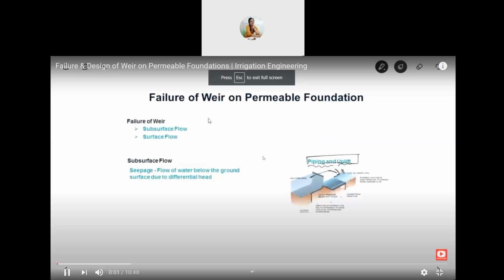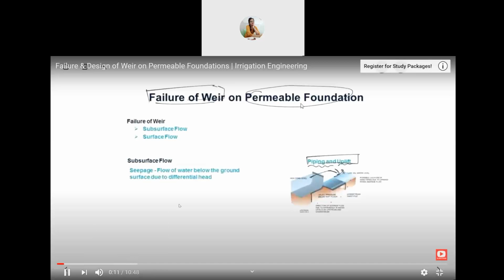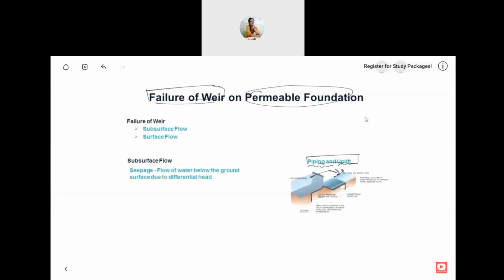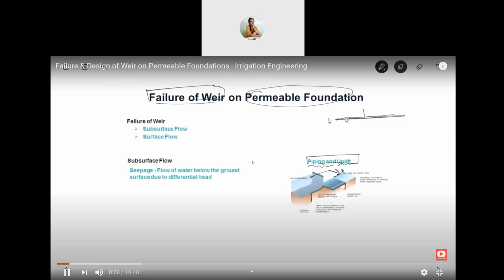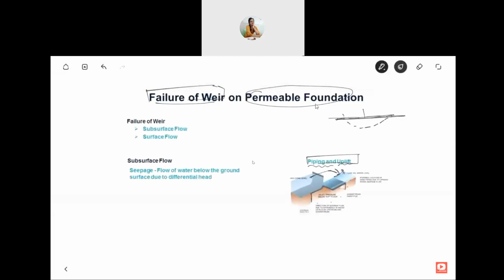Hello everyone. In this video, we'll see about failure of weir on permeable foundation and accordingly how to prevent this failure. That is what we'll be seeing in this video. So what is permeable foundation? Permeable foundation means if suppose this is the soil, there is no pervious or impervious structure, so it allows the flow of water underneath the surface. That is known as permeable foundation.